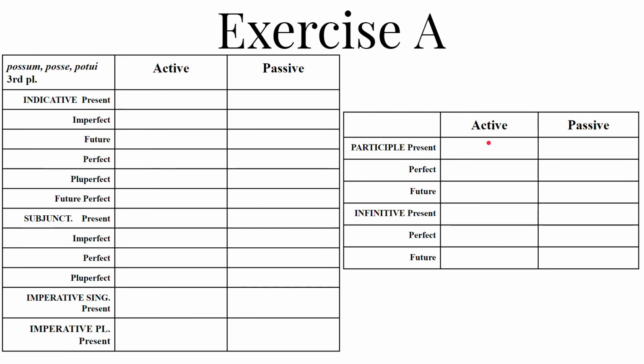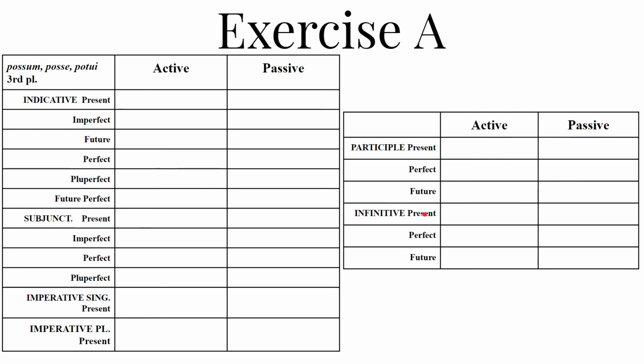There is a present active participle for possum, and it's the adjective potens, potentis, powerful. It actually means able to. You have the ability. You are able. You can. Potens, potentis. You learned how to decline that in Form 1. There's no present passive, no perfect active participle. Perfect passive participle also doesn't exist, nor does a future active participle, nor does a future passive participle. It only has potens, potentis, the present active.